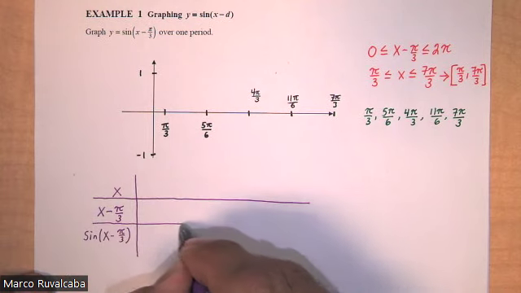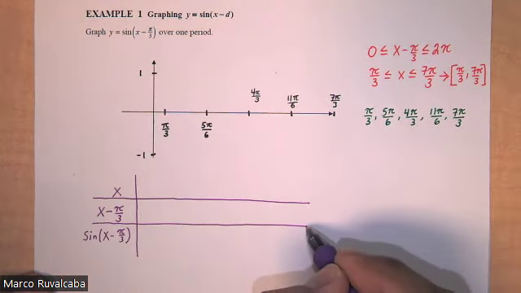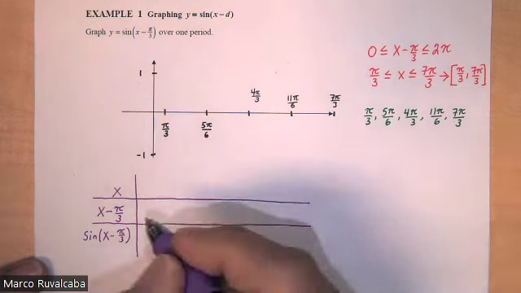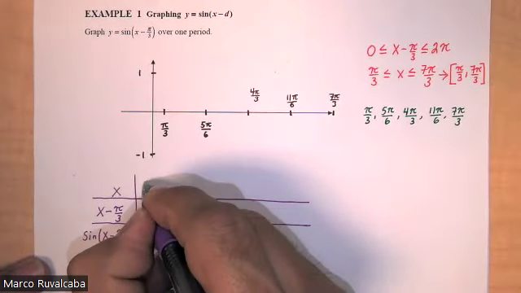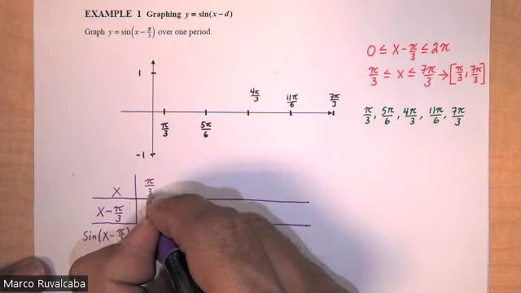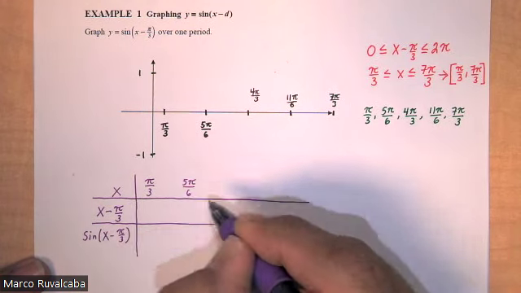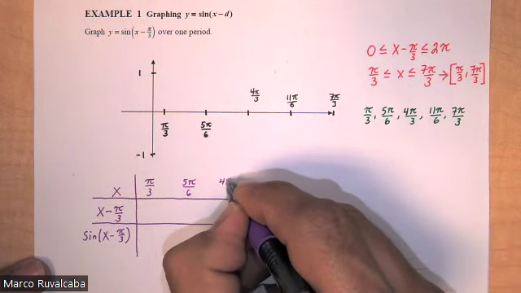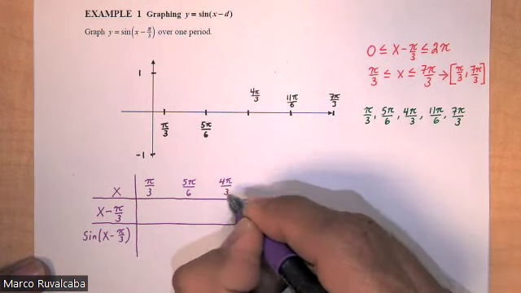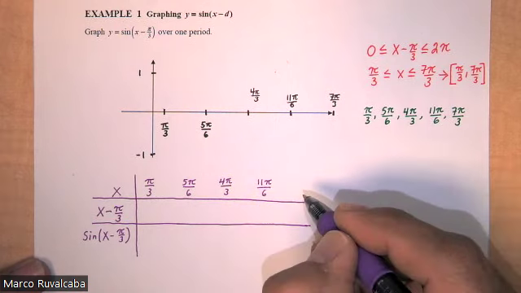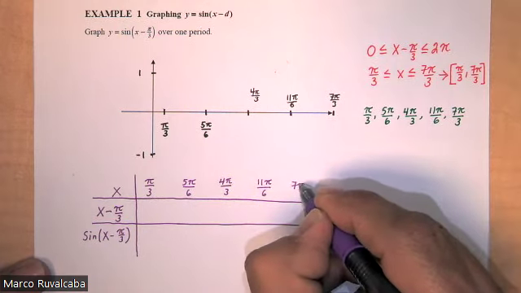Okay, let's see. And so the values in question here are the ones I found right here. So those are going to be my x values: pi thirds, 5 pi over 6, 4 pi thirds, 11 pi over 6, and 7 pi thirds.